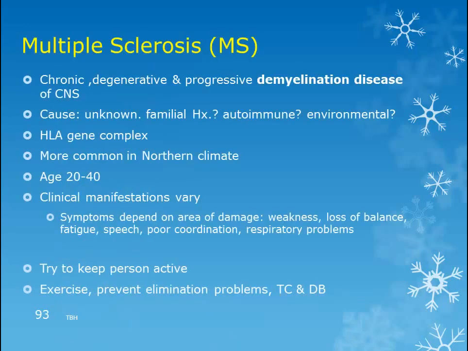Multiple sclerosis. It is a chronic, degenerative, and progressive demyelinization of the central nervous system. Cause unknown, autoimmune, familial, environmental. Some genetic predisposition has been researched. More common in northern climate, more common in ages 20 to 40.